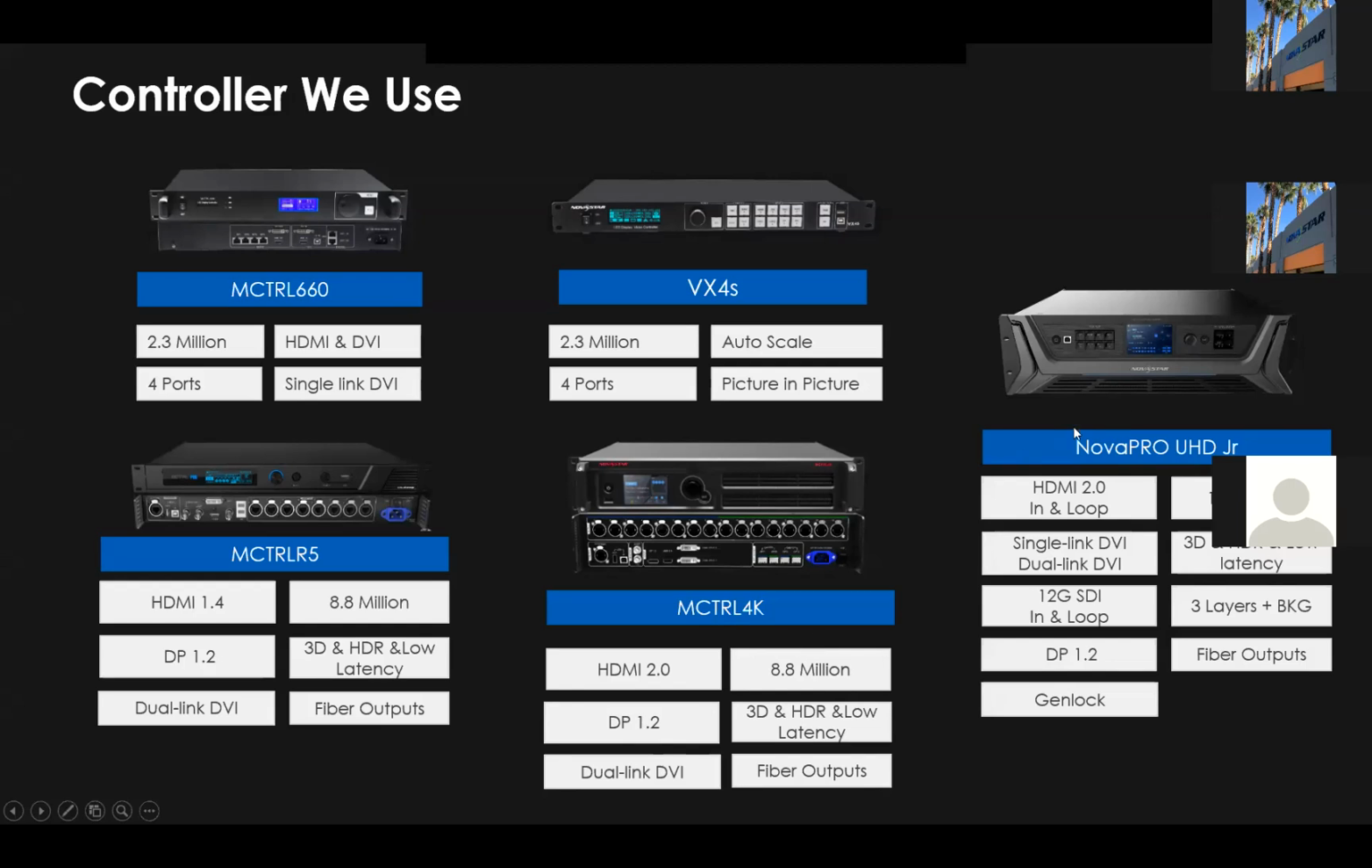And the last one is Nova Pro UHD Junior, which supports HDMI 2.0 in and loop, and supports 10.4 million pixels. This is all the controllers we have now, and the most popular ones, I mean.